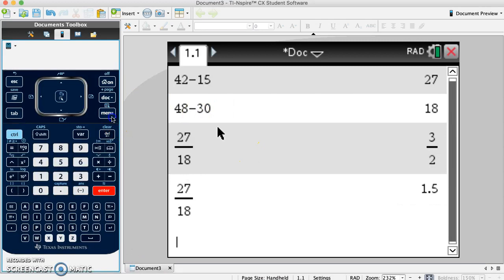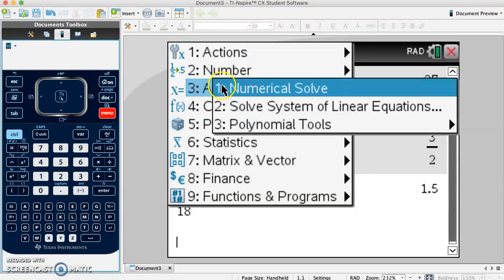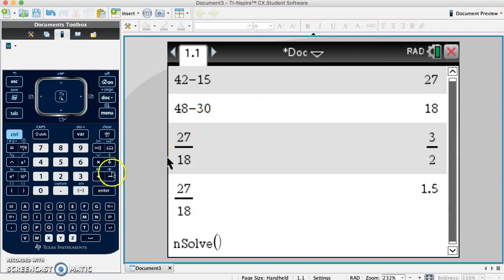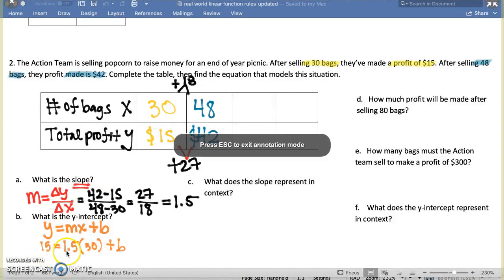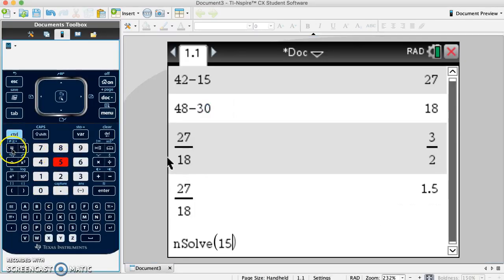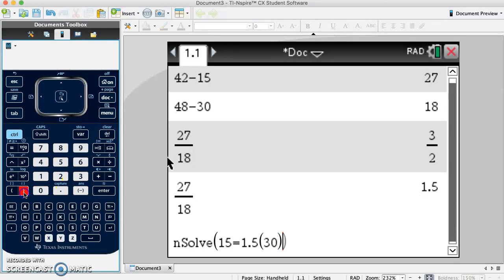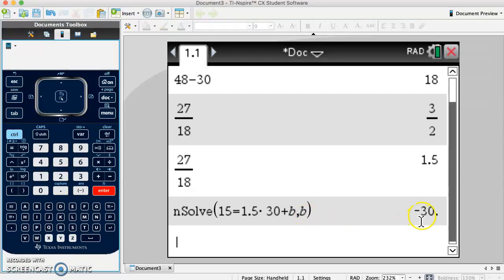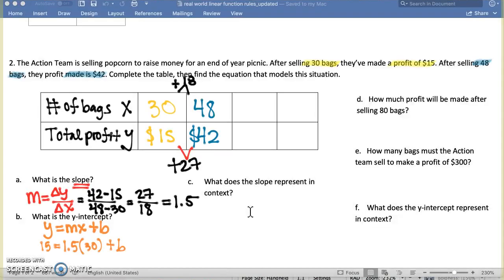So let's go back. We can do menu, algebra, and the numerical solve, and we just type in what we had. So 15 equals 1.5 times 30 plus b. And we have to tell it what to solve for, so we're solving for b, comma b. Enter. So the y-intercept is negative 30. So if I go back, we get the y-intercept was negative 30.